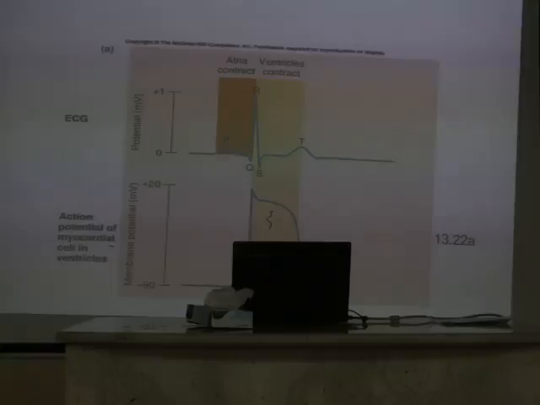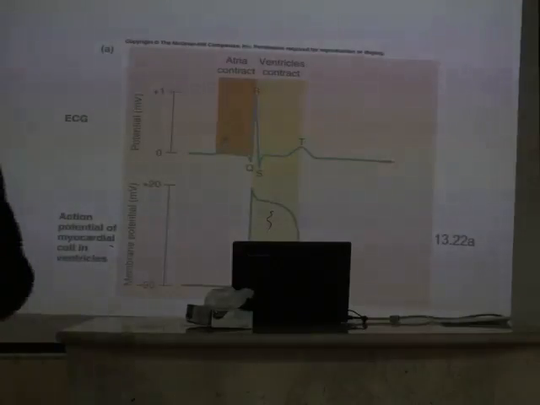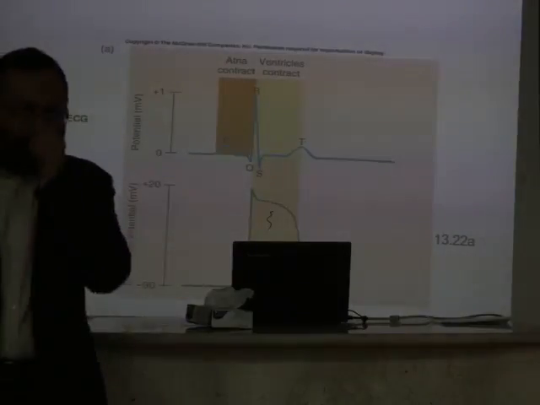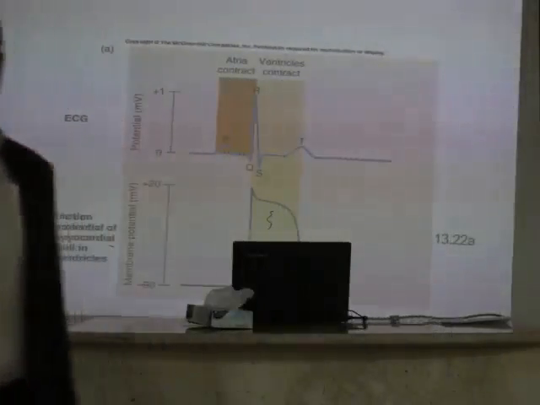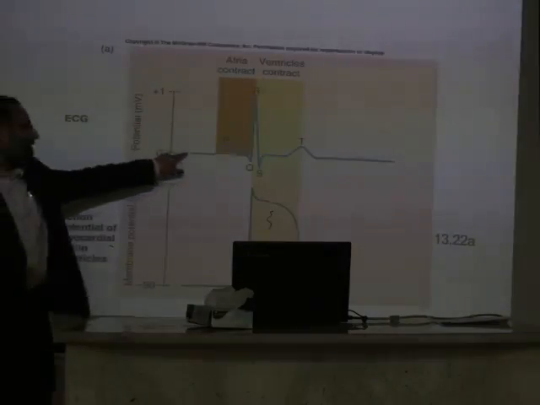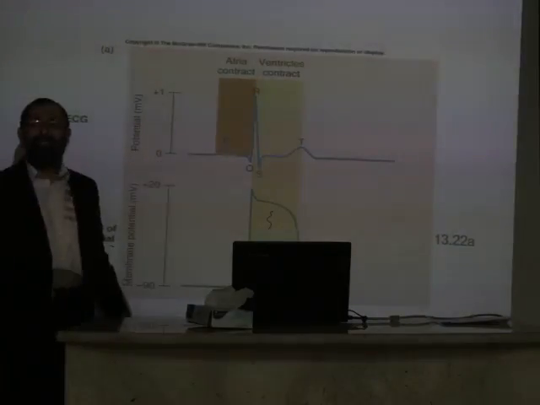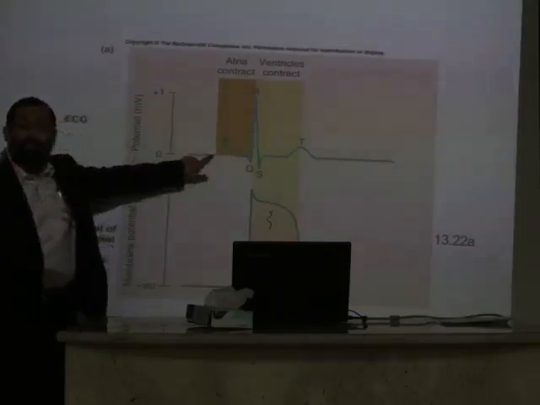Alright? Five waves, three positive, two negative. Three waves are confluent. They are attached to each other as a complex. And two waves are separate waves. The first wave is P, and the last wave is T. The straight piece of line, which is not really showing you any striking electrical activity, is called the isoelectric line. Okay? This line.